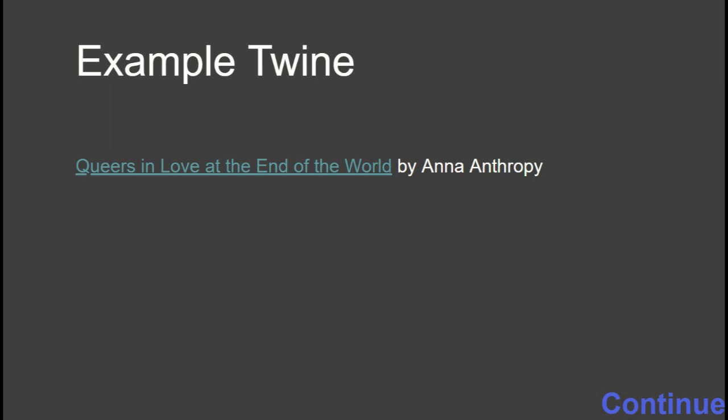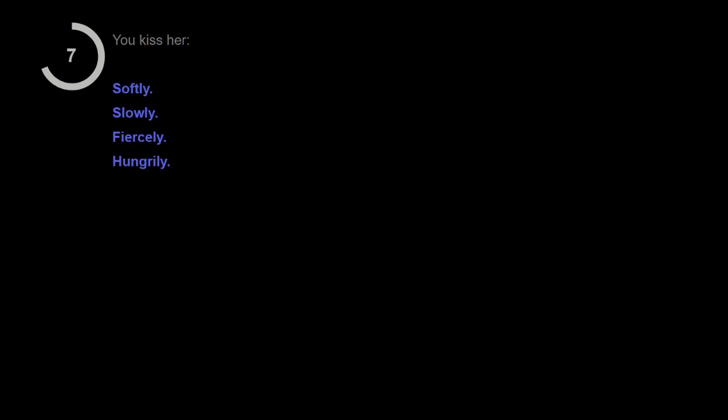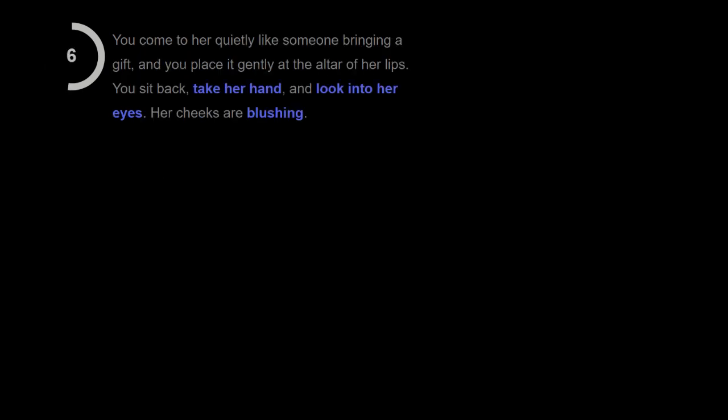One of my favorite examples of Twine is Queers in Love at the End of the World by Anna Anthropy. You play it, you begin, you have 10 seconds, you're with your lover, you decide to kiss her, softly. You have moments left, you decide to take her hand, you tell her you love her, and everything is wiped away. This is a good example of what Twine is very good at.